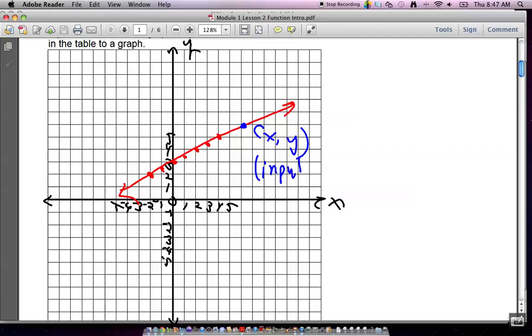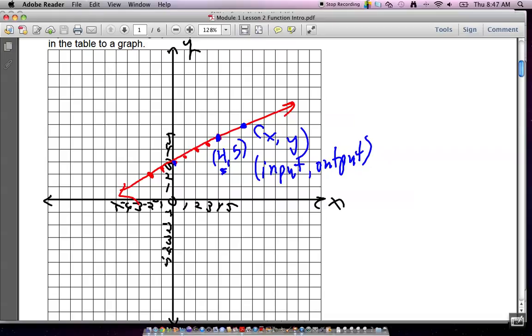And Y with? Output, excellent. So I have input and I have output. And here is my graph. So I can look at any point on this graph. For instance, this point right here is the point (4, 5). And that tells me when the input is 4, the output is 5.